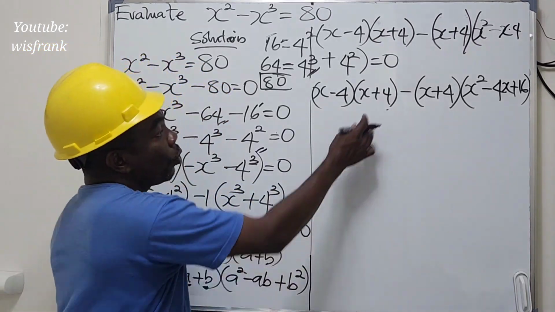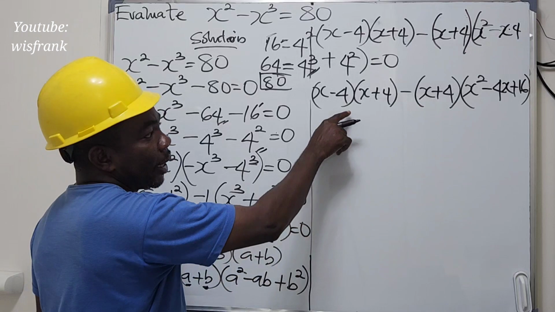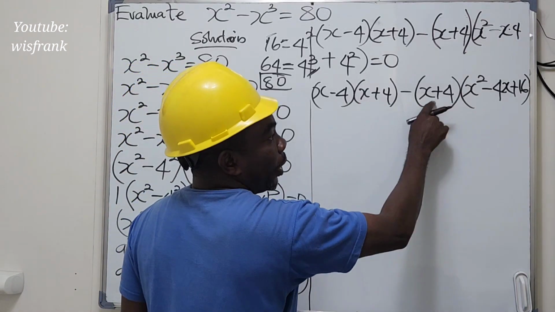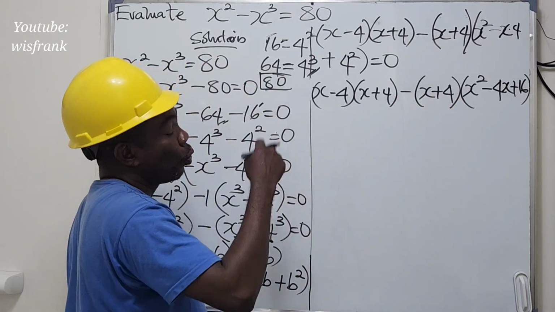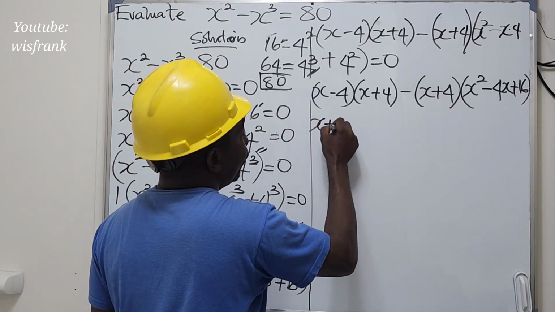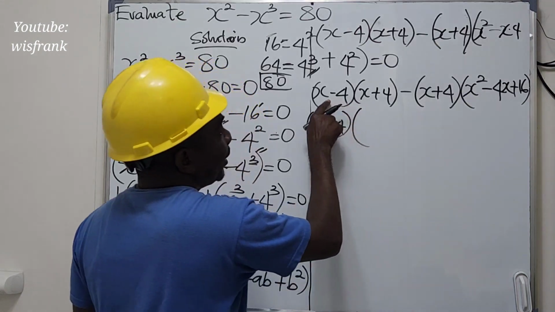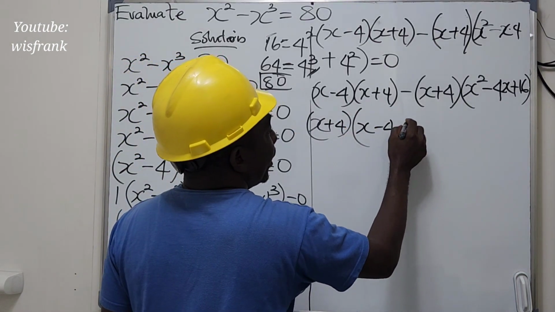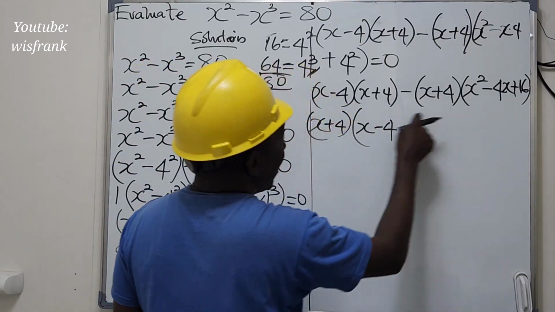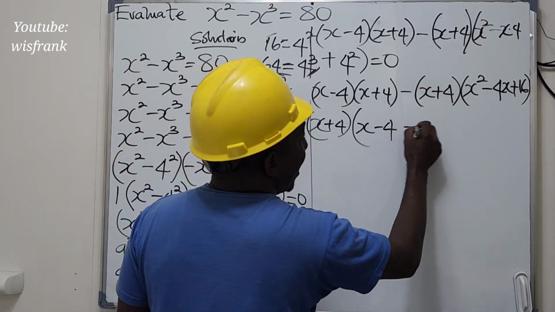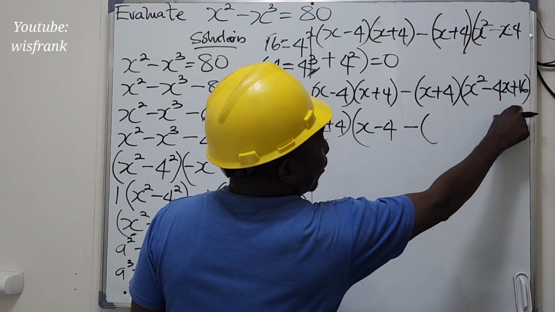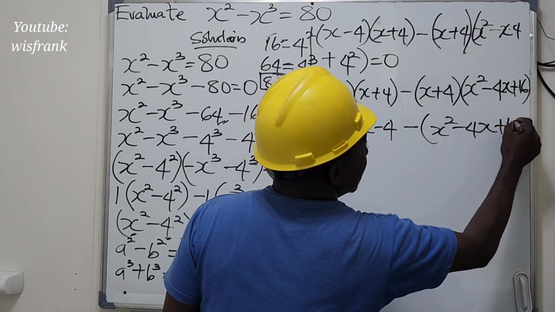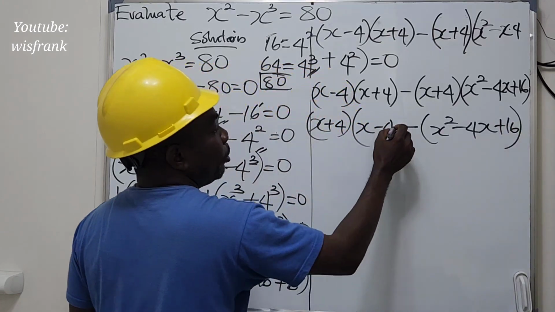So we can further expand this. If you look at it, the first one here, we have x plus 4, and the second one here, we have x plus 4. So they are common and we can factor it out. So we have x plus 4. When we divide the whole of here by x plus 4, it will give us x minus 4. Then we divide the whole of here by x plus 4, it will remain minus x to the power of 2 minus 4x plus 16. So this is what it will become.